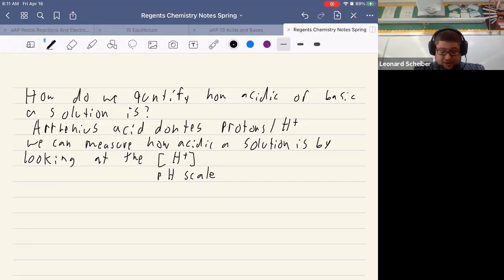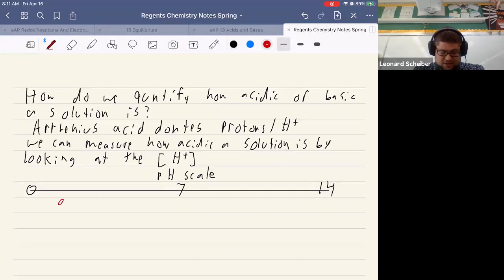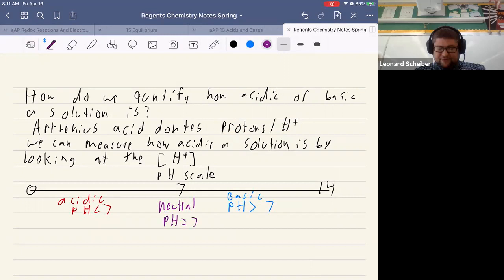And remember from the pH scale, Ms. Daly taught us, that goes from 0 to 14, right? And hopefully you remember that you are acidic when pH is less than 7, basic when the pH is greater than 7, and neutral when pH equals 7.